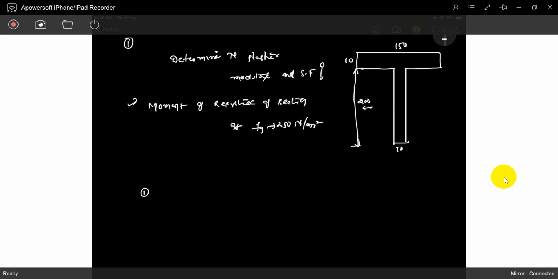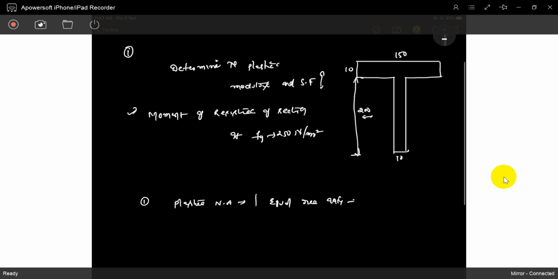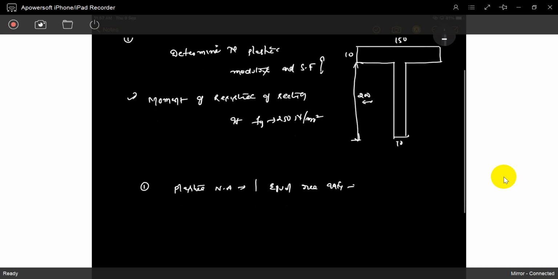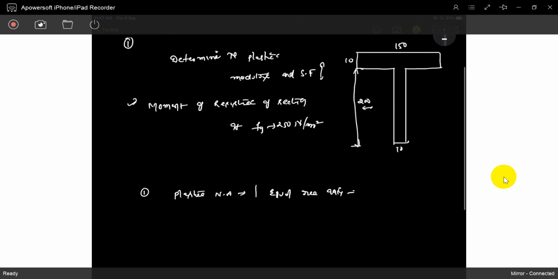First, what we do, we have to find out the plastic neutral axis. What is that plastic neutral axis? That is the equal area axis. Just see where it is equal area axis, where it is, just divide it here. How can you divide it, sir?